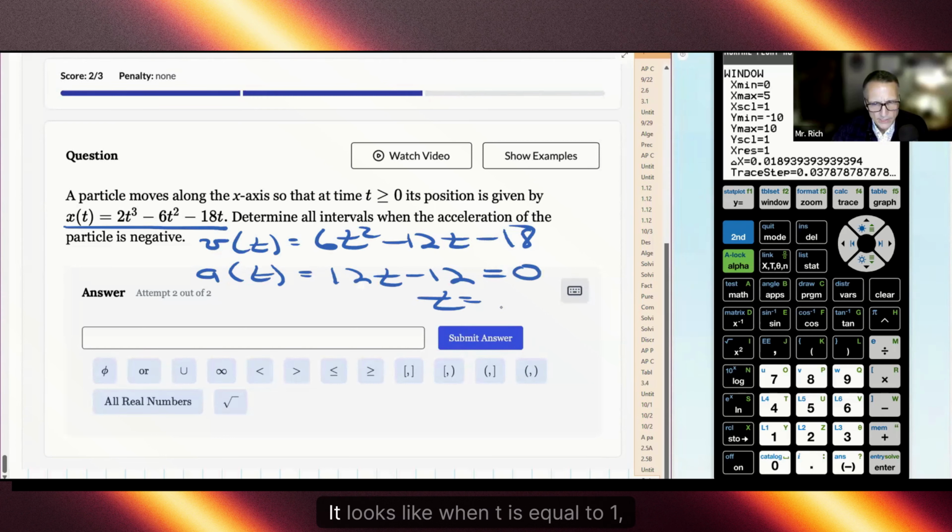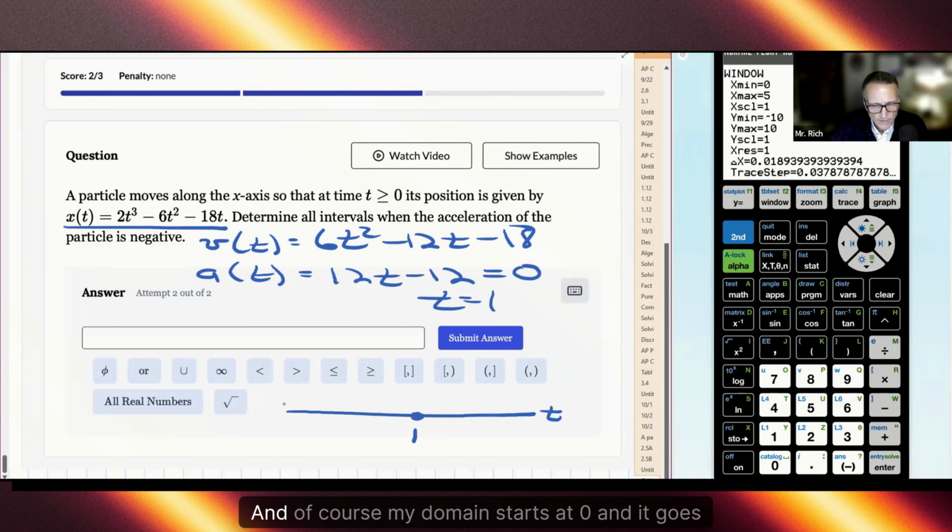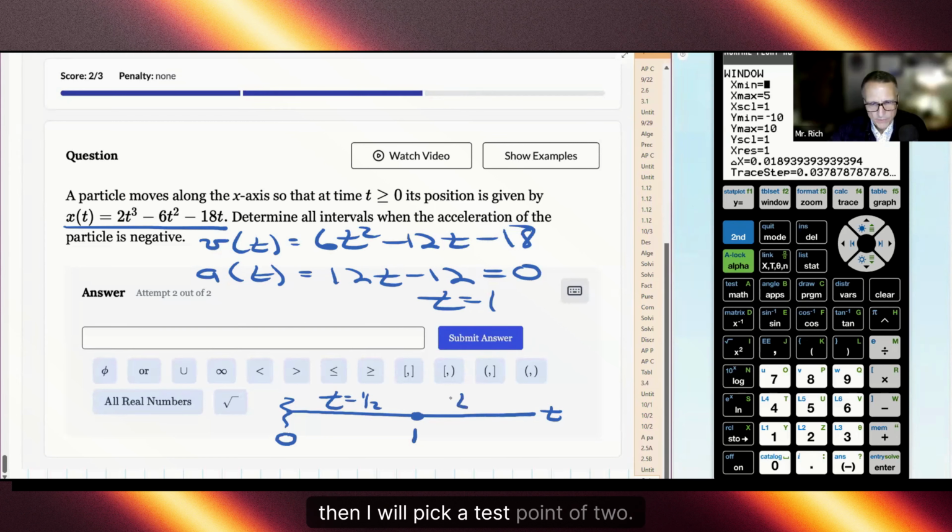It looks like when t is equal to 1, it's 0 at 1. And of course, my domain starts at 0 and goes to the right towards infinity. So I'm going to pick a test point of 1/2, and then I will pick a test point of 2. My job is to find out what's the acceleration at those 2 points. When t is 1/2, that would be 6 minus 12. Acceleration is negative. When it's 2, it's positive.